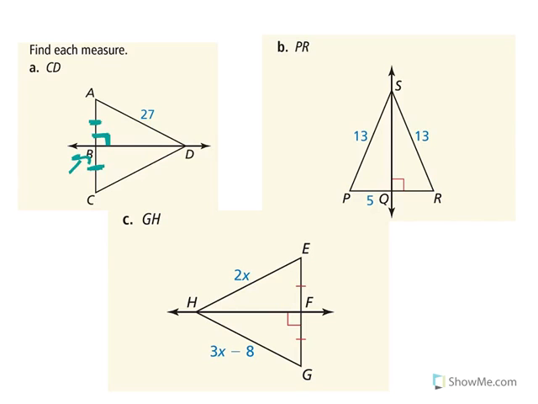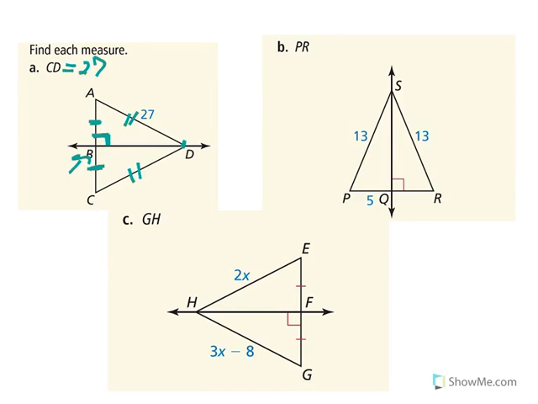So we can know that this point of D lies on our perpendicular bisector. It's going to be the same distance from A as it is from C. So if AD is 27, that means CD has to be 27.